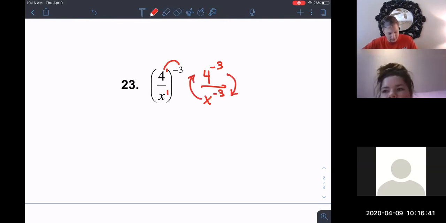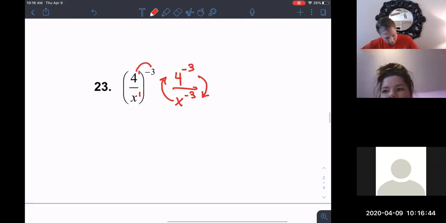So since they both have negative exponents, we're gonna flip them, and we're gonna make those exponents positive when we do that. So x to the 3rd over 4 to the 3rd is what we actually end up with.